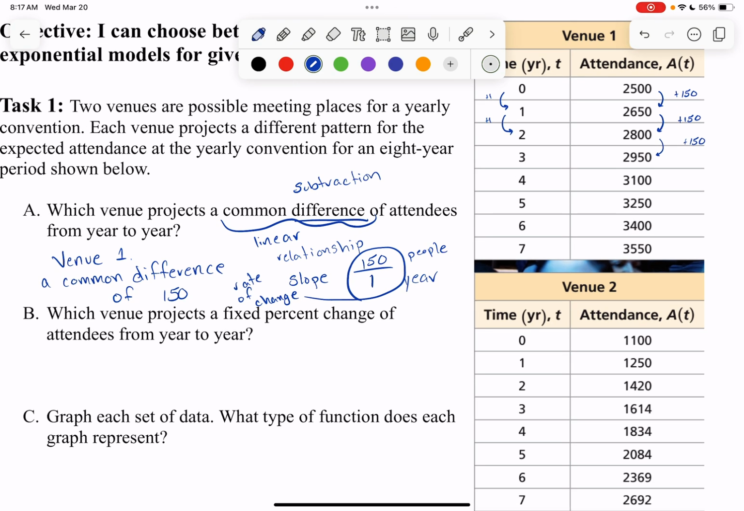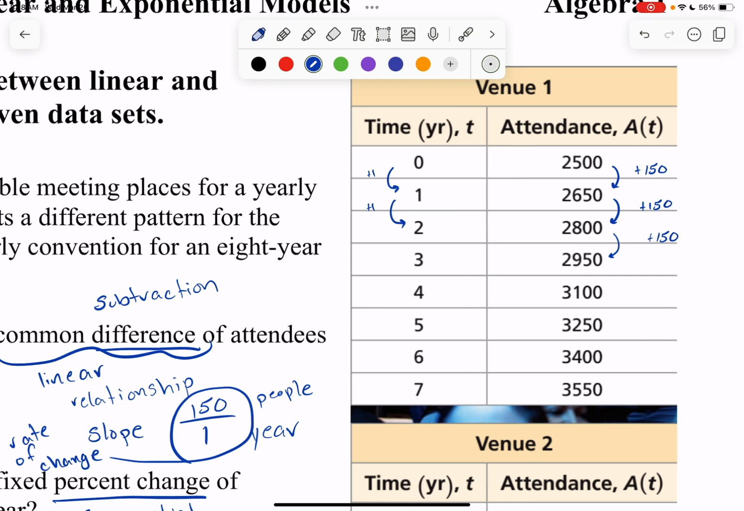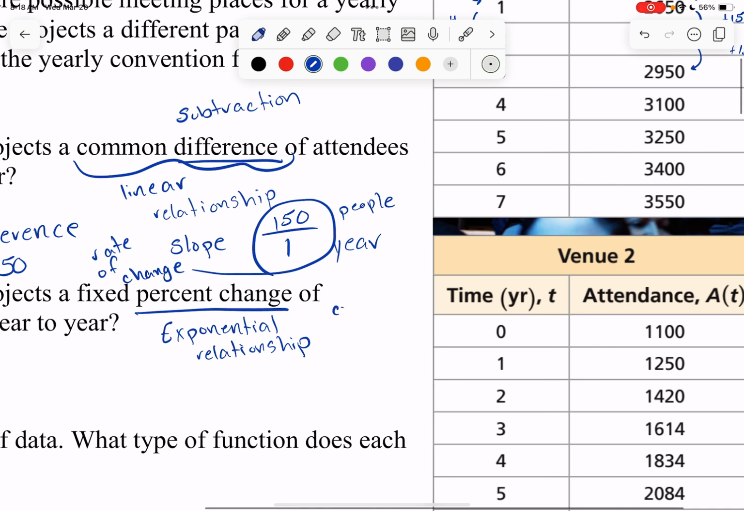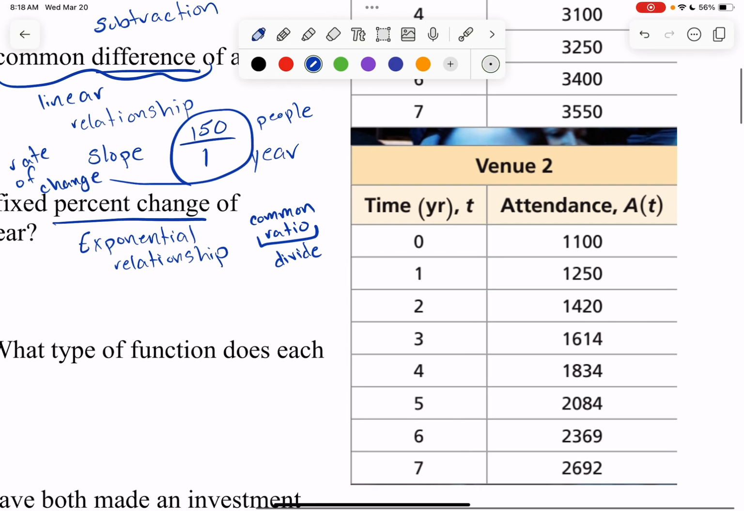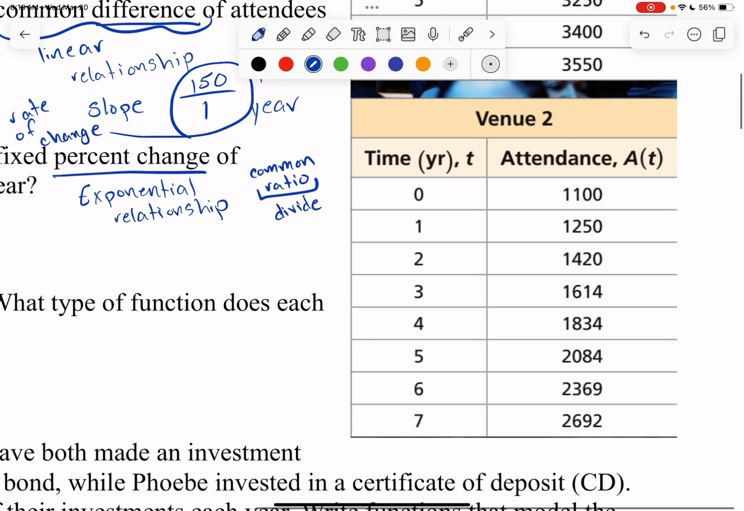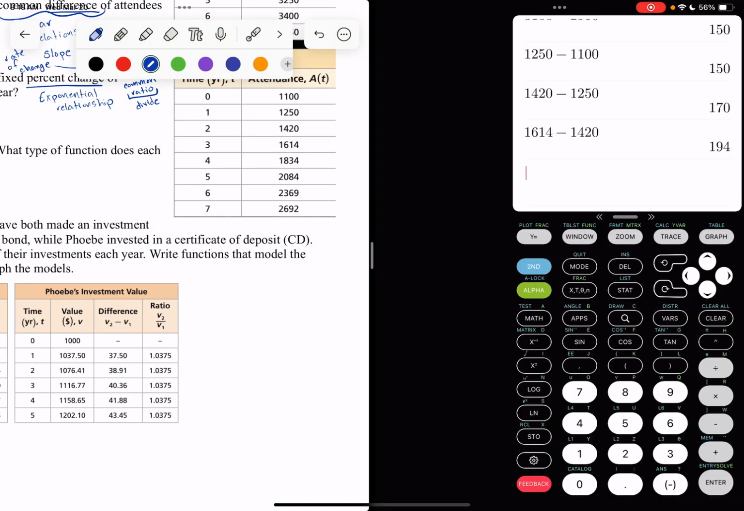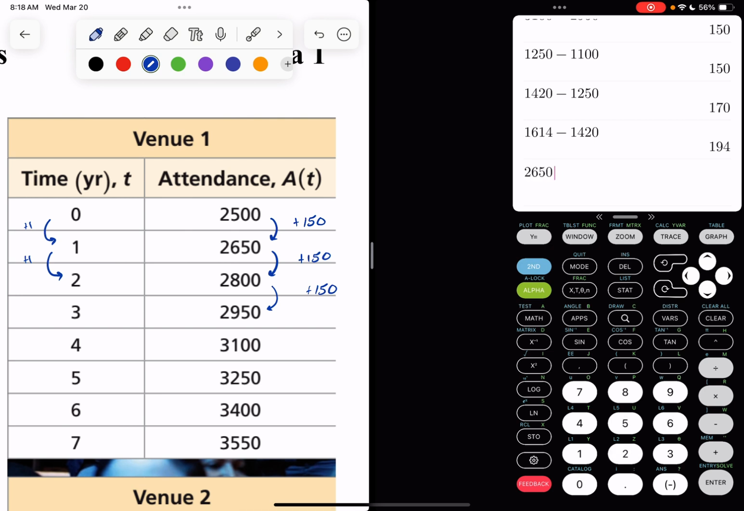So which venue projects a fixed percent change? A fixed percent change would indicate an exponential relationship. And there, instead of looking at a common difference like in venue 1, we're looking for a common ratio, which involves dividing. So let's do some dividing here. Let's bring up my calculator again. We know it's not venue 1, and if I did the division for venue 1, 2650 divided by 2500 is 1.06, 2800 divided by 2650 is 1.056, 2950 divided by 2800, if you note, is 1.053. It's not the same. It doesn't have that common ratio.